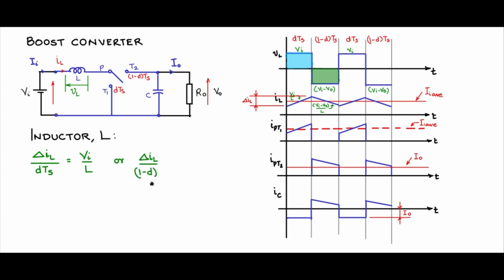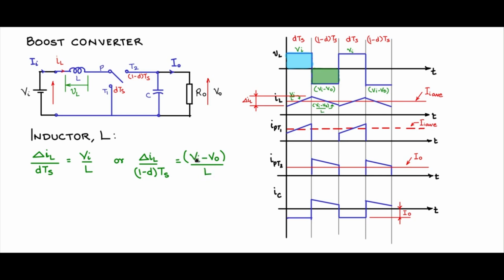So delta IL by (1 minus D)Ts equals (Vi minus V naught) by L. So this is a negative slope. The change in delta IL is negative in the sense that it's a falling value. So you can take absolute values for finding the value of L, because L has to be positive.